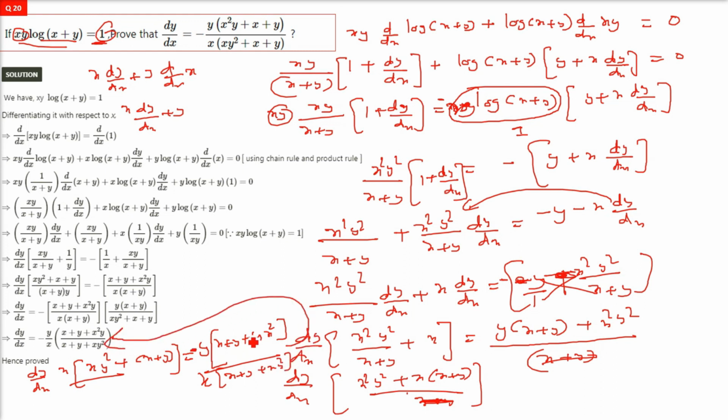Alright. So as I said, there are multiple ways to do it. The whole idea in this question is to get rid of log, because log is not in the answer.